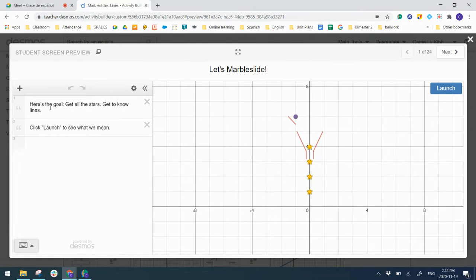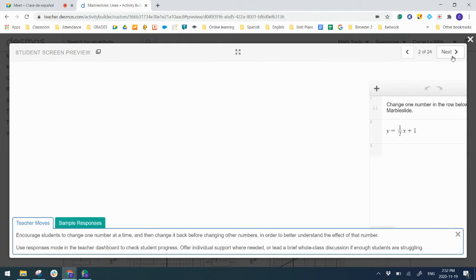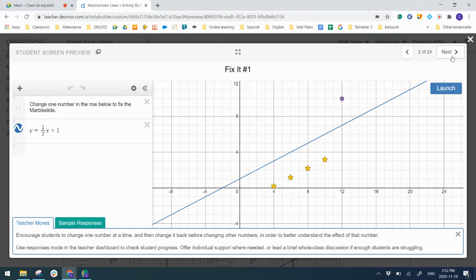So our goal, as it says up here, is to get all of the stars. So if we click launch on the star storm, you can see, boom, success, we can move on. But of course, this is to help us to get to know our line.